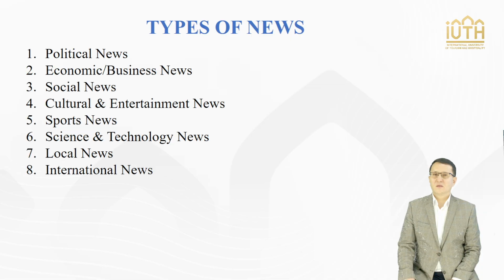Types of news. Here we will consider some types of news. First, political news. Description: covers government, elections, laws, and policies. Second, economic and business news. Description: focuses on economy, trade, markets, and jobs. 3. Social news. Description: relates to people's daily lives, society, and communities. 4. Cultural and entertainment news. Description: about art, music, movies, celebrities.